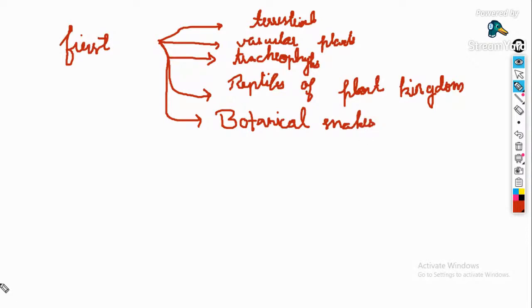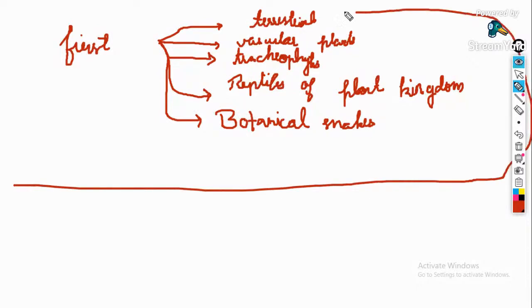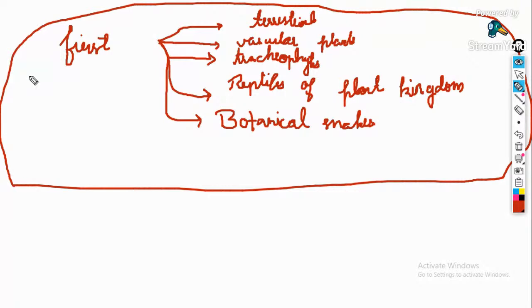So they were the first terrestrial plants. They were the first plants to have a vascular system. They were the first tracheophytes. They are known as reptiles of the plant kingdom. They are also known as botanical snakes.